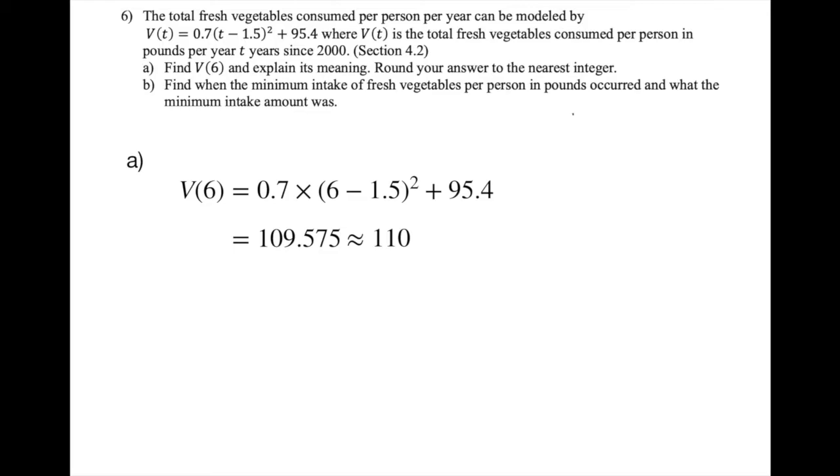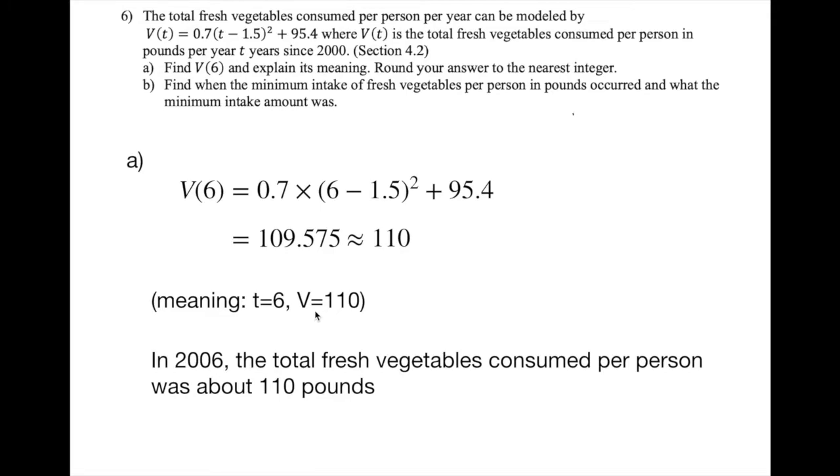Next, you want to explain its meaning. Based on T equals 6, V equals 110. If you look at the definition, T is years since 2000, so that's the year 2006. And V is the total fresh vegetables consumed per person in pounds. Put that together: in 2006, the total fresh vegetables consumed per person was about 110 pounds. Again, don't forget to add your units here.